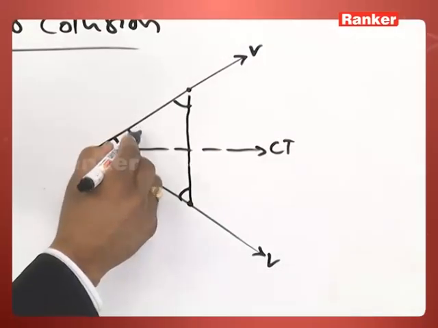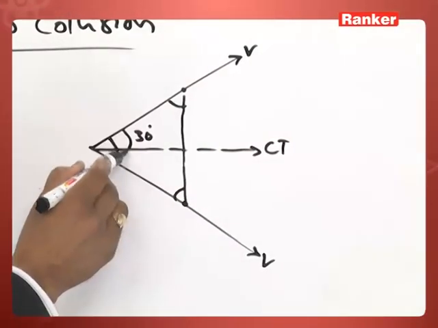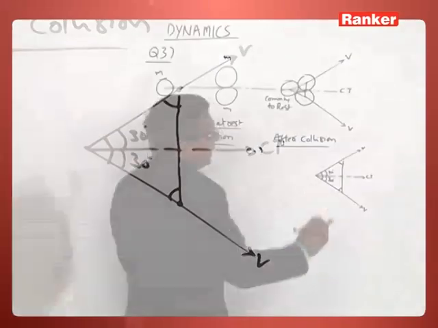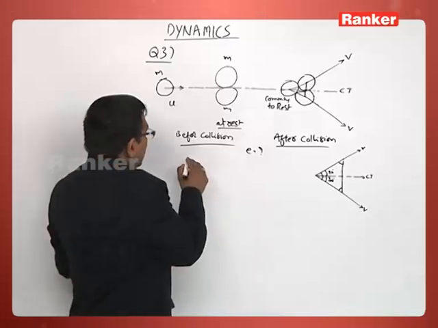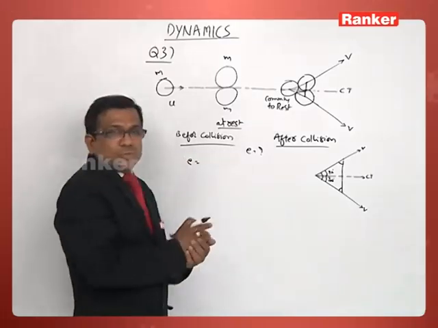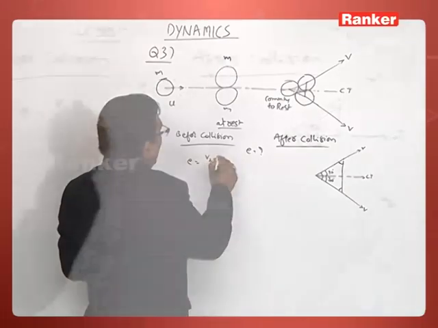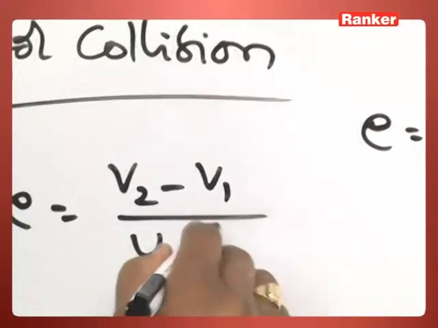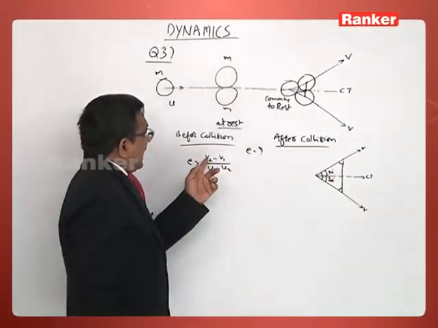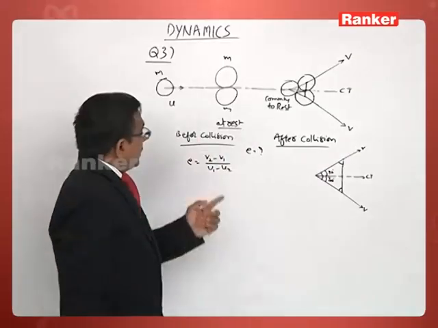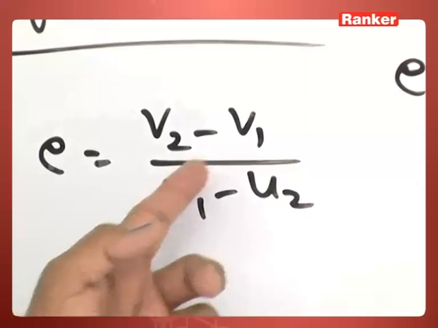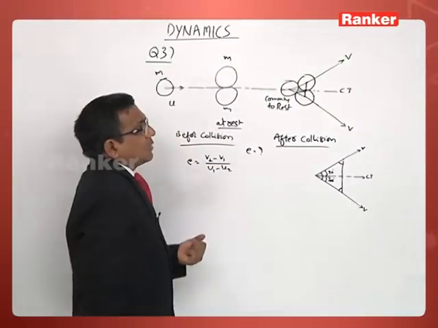Then if you take this angle as 30 degrees, you are going to get the result. Now, to find the coefficient of restitution, what is the formula? You know that formula: E = (V2 minus V1) by (U1 minus U2), that is, relative velocity of separation by relative velocity of approach. Now you have to calculate V2, V1, U1, U2. Let us see how to calculate.